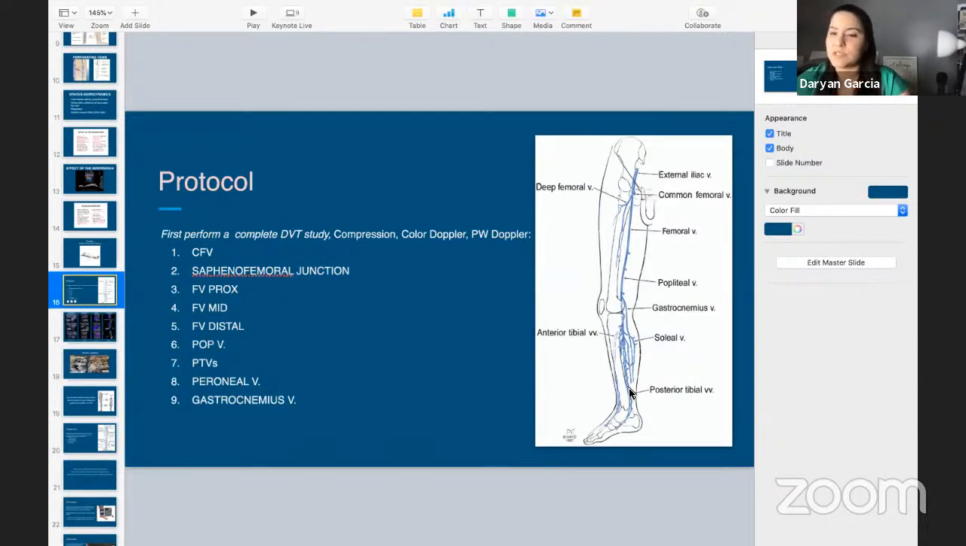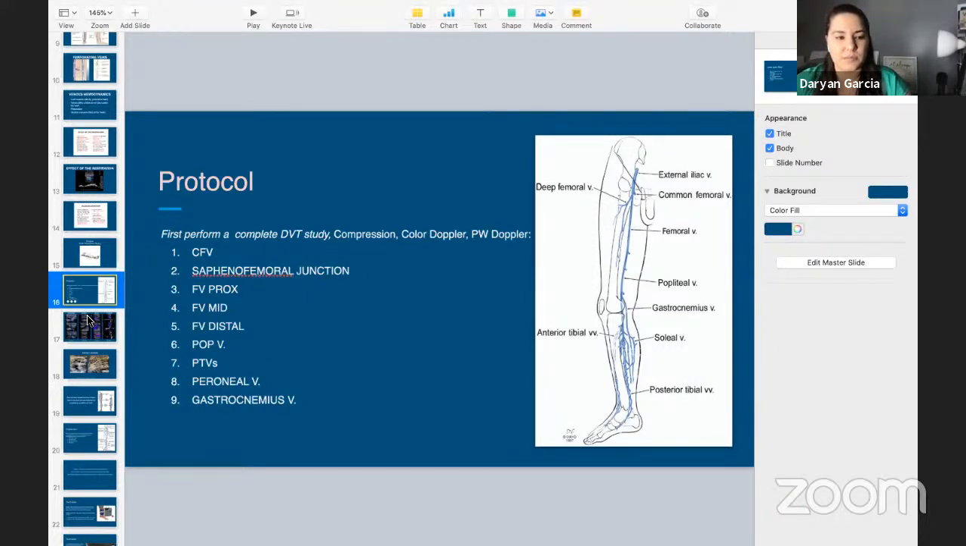So even if you're not doing a DVT study, when you're in that pop, you can evaluate a few things and make sure that the issue is not with any of those other vessels, okay? So even if you don't image it, just take a look and see if you can learn how to take those images for the future, okay?